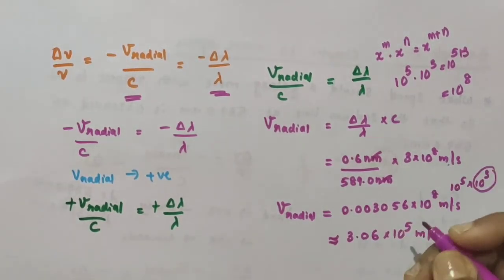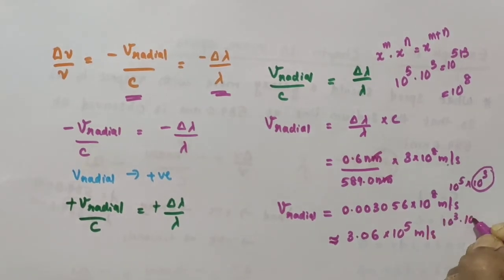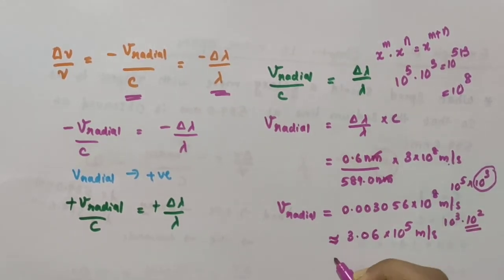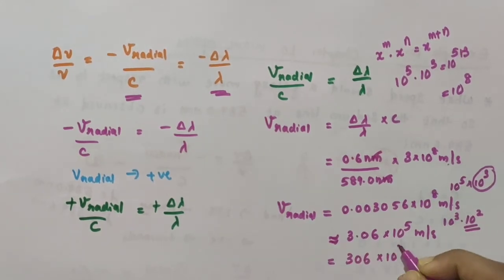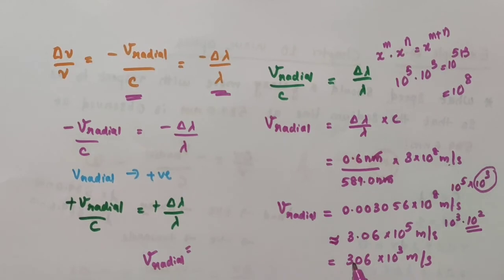Now, this 10 raised to 5 can be written as 10 raised to 3 into 10 raised to 2, no? So 10 raised to 2, that is 100, into 3.06 becomes 306, into 10 raised to 3 meter per second. So we got the answer for the velocity of the galaxy as V radial is equal to 306 into 10 raised to 3 meter per second.